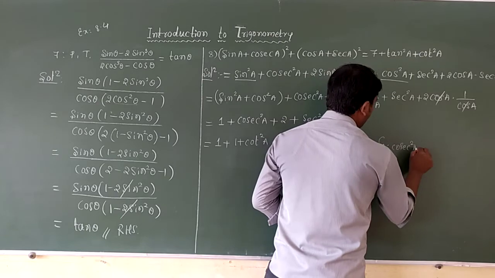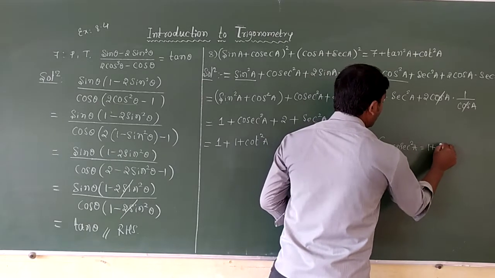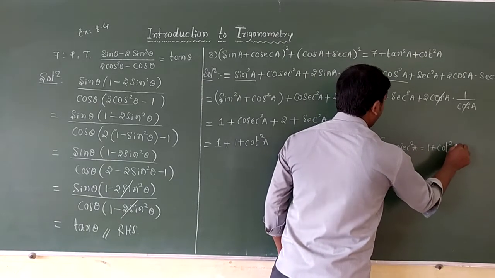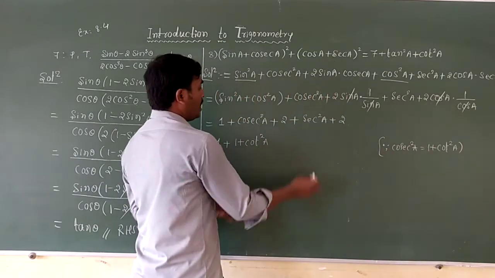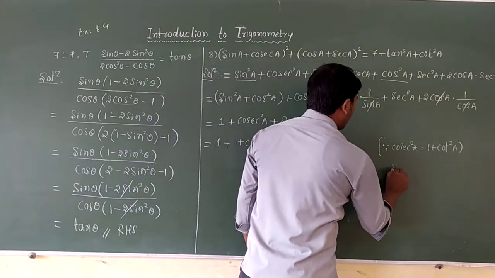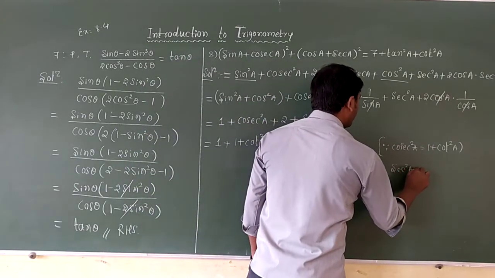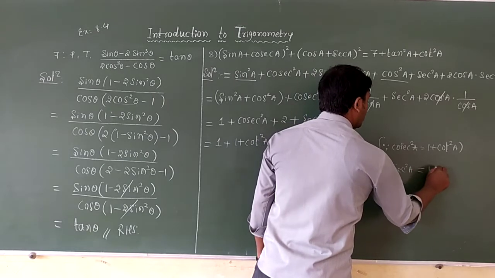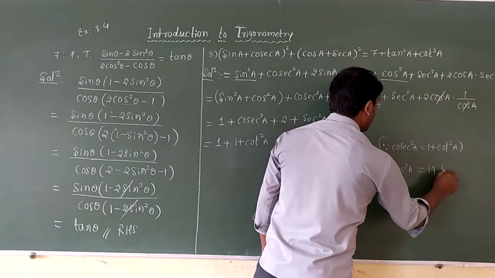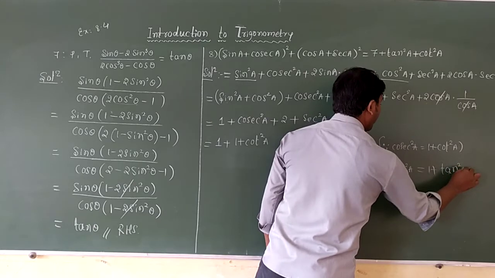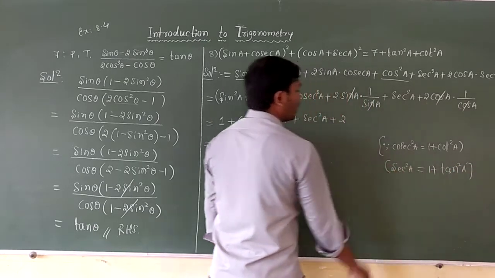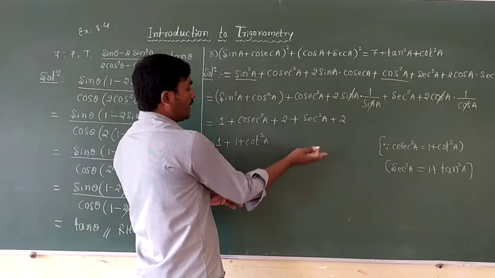Cosec square A is equal to 1 plus cot square A. In the same way, we know that sec square A is equal to 1 plus tan square A. We will use these two identities here.